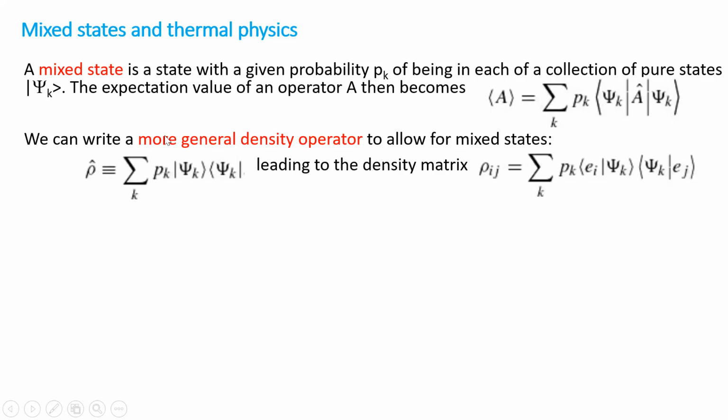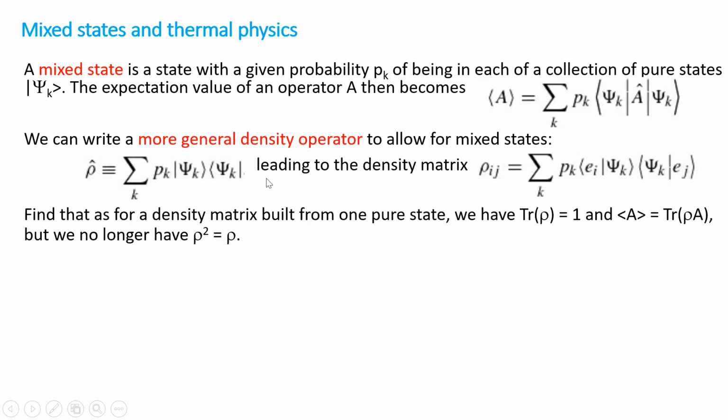Okay, so we can write a more general density operator to allow for mixed states. And if you thought about it, it's probably what you would come up with. The density operator is the sum over k of the probability p_k of each given pure state times the projection operator into that pure state. So this is the density operator for a mixed state made up of pure states psi_k, each with probability p_k. And then that leads to the density matrix. If we take the matrix element with e_i, e_j as the basis, we get the sum over k of p_k, times the inner product of e_i with psi_k, times the inner product of psi_k with e_j. So we get the density matrix here.